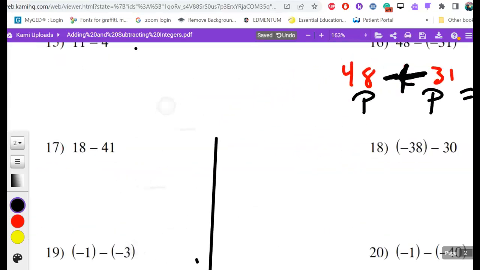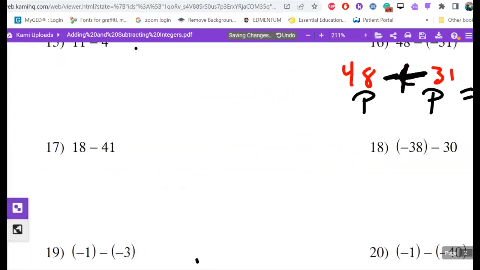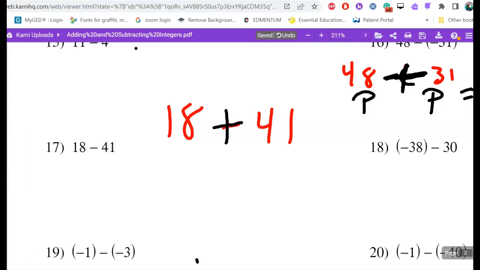All right, taking a look at number 17. So number 17, 18 minus 41. Step 1, change it to addition. Step 2, change the sign of the second number. Step 3, follow your addition rules. I have a positive 18 plus a negative 41. What do we do with a positive and negative? We subtract. Keep the sign of the higher digit.